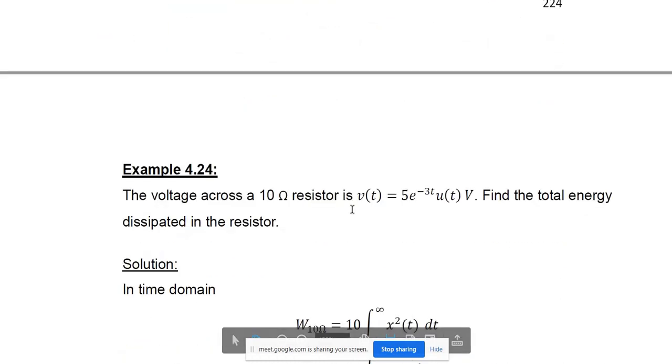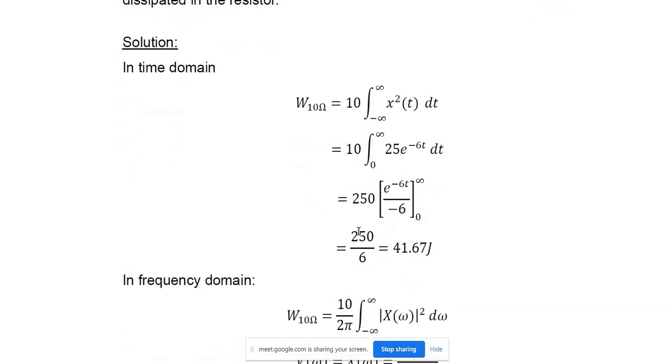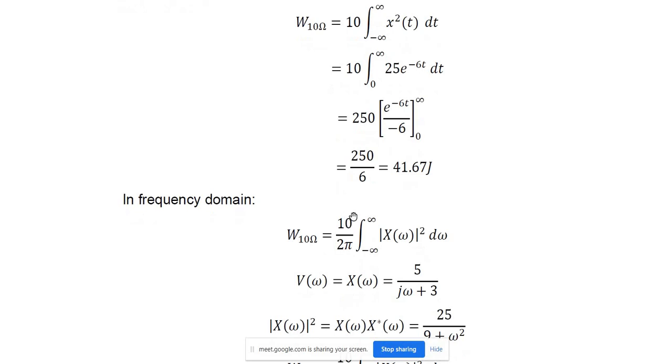Let's look at the example. Example 4.24. The voltage across a 10 ohm resistor is 5 e to the power of negative 3t u(t) volts. Find the total energy dissipated in the resistor. Okay, there's a typo here. For the frequency domain, can you please slash down the 10 here? It is 1 over 2 pi only for the 1 ohm, not 10 ohm.